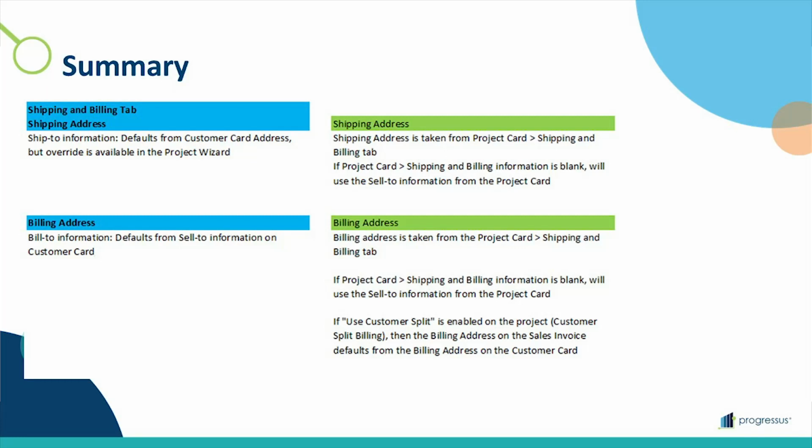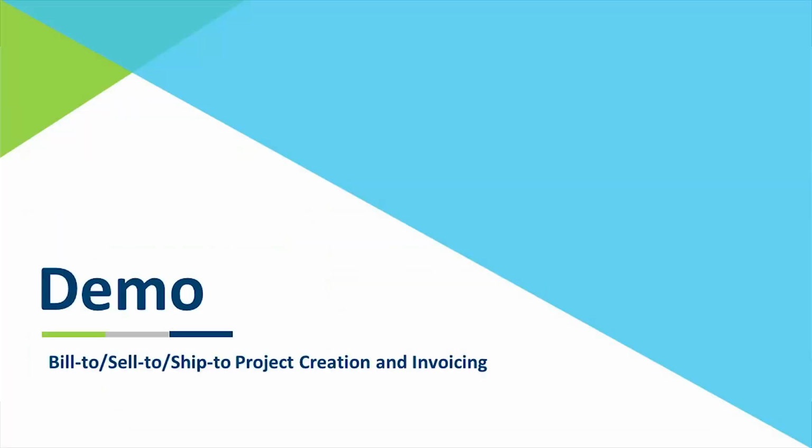If for some reason the Bill-To or Ship-To do not have an address, or it says default on the project card, it'll just pick the sell-to address when it flows over. The one exception is the billing address. For customer split, in that instance, it will pick up the billing address from the customer card of those customer split invoices. We'll start with the Create Project Wizard and show how the sell-to and bill-to and shipping addresses are created in the project card.